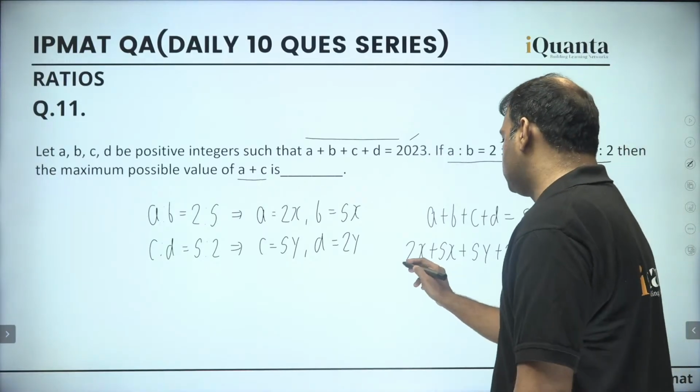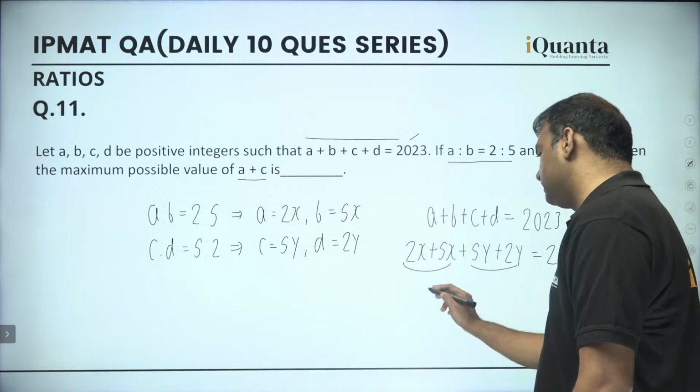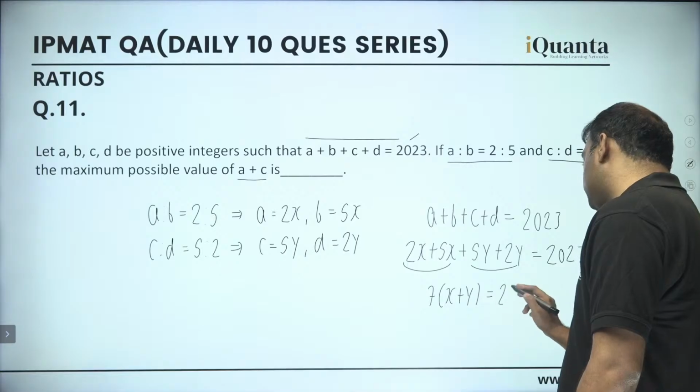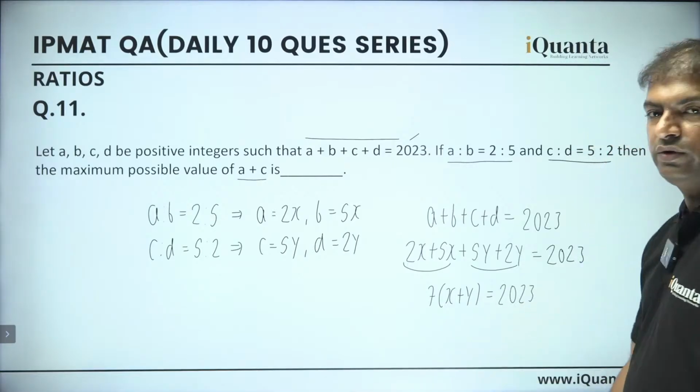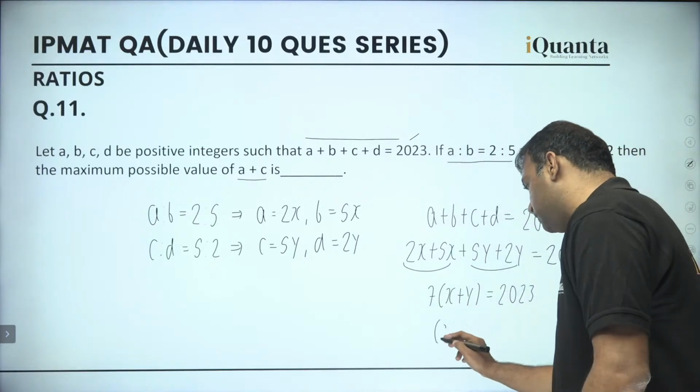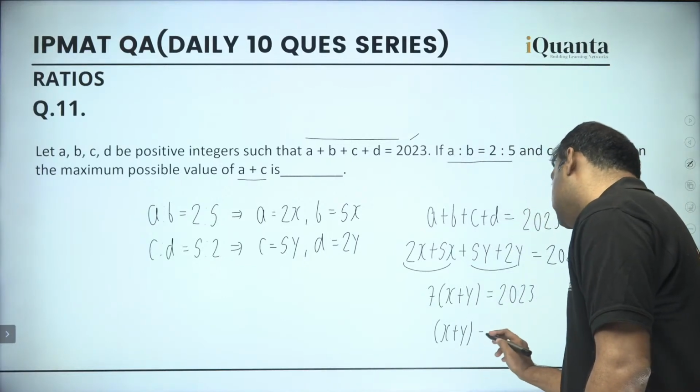Okay, with the first two, we can say this is 7x, this is 7y, so this should be 7 in bracket x plus y is equal to 2023. Let's see, is 2023 divisible by 7 or not? So guys, once you try to divide, you will find it's actually divisible, right? Let me show you how.